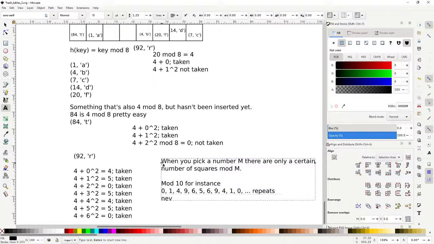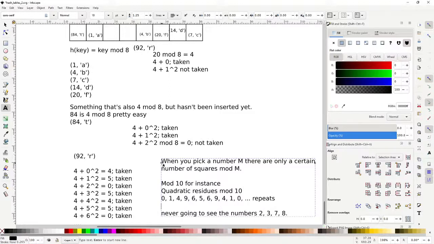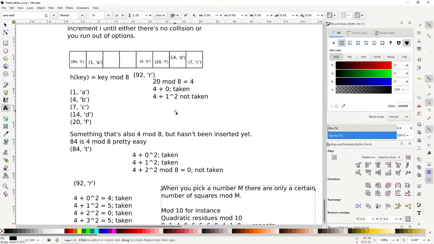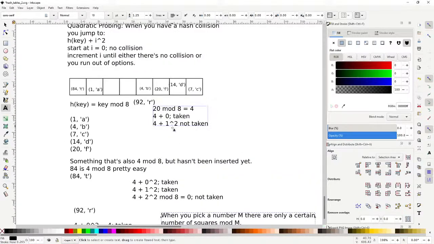And so you'll see that you're never going to see the numbers 2, 3, 7, 8. Basically, what we say about these numbers is that these are all the quadratic residues mod 10, and these are quadratic non-residues mod 10. So you see that there are numbers that are just never going to occur. So it's always possible that a non-full quadratic probing hash table will not be full, and yet still not be able to insert any particular element.